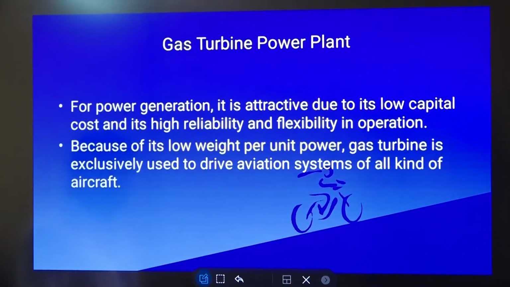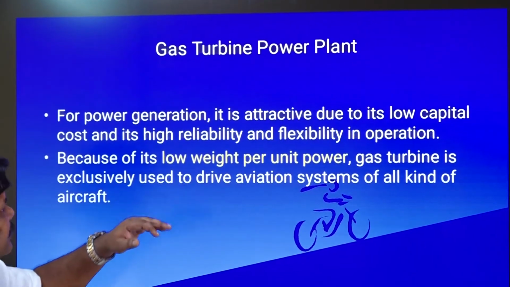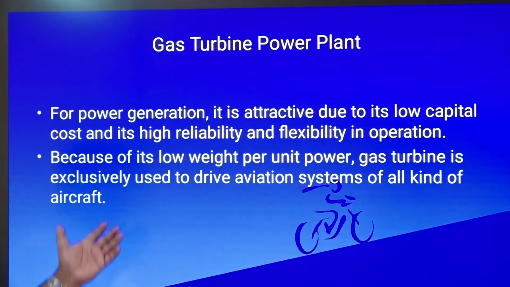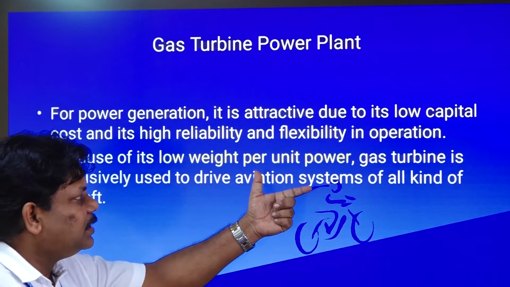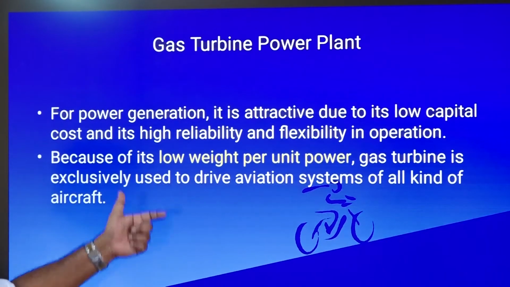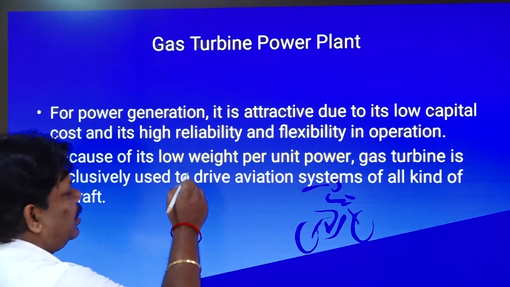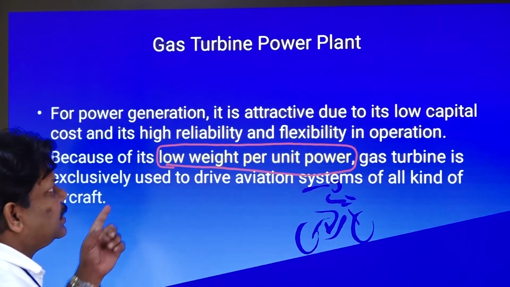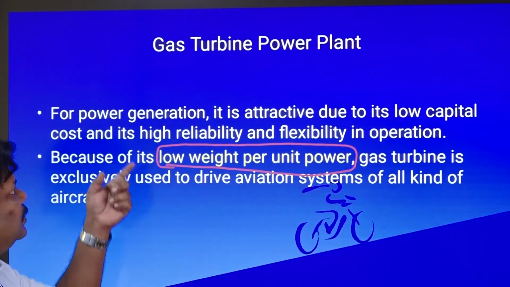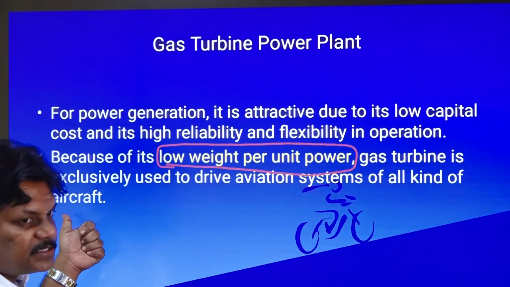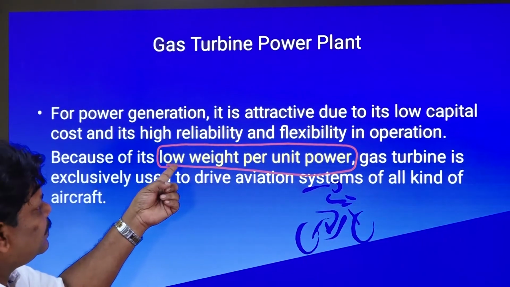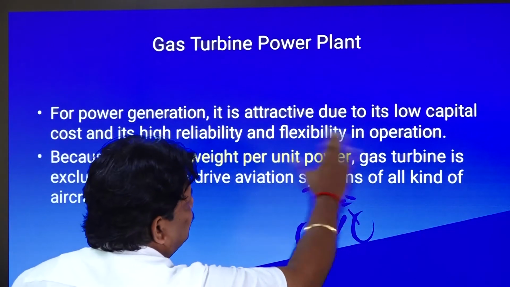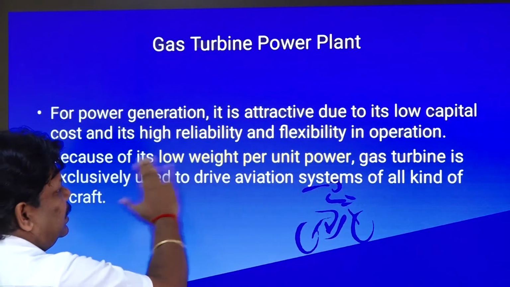Okay, so a gas turbine power plant is used for power generation, with low capital cost, high reliability, and flexibility in operation. Because of its low weight per unit power, the gas turbine is exclusively used to drive aviation systems, for all kinds of aircraft. This is an important point, so you have to remember it. Why are gas turbine power plants used in aviation systems, especially in all kinds of aircraft? It is because of its low weight per unit power.